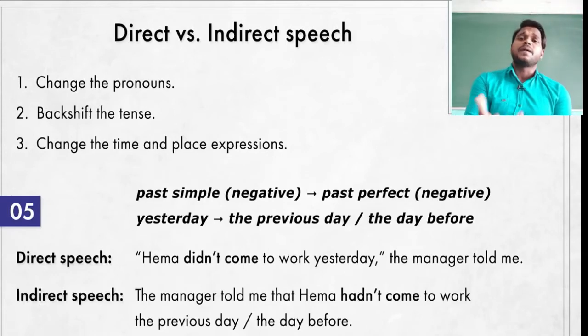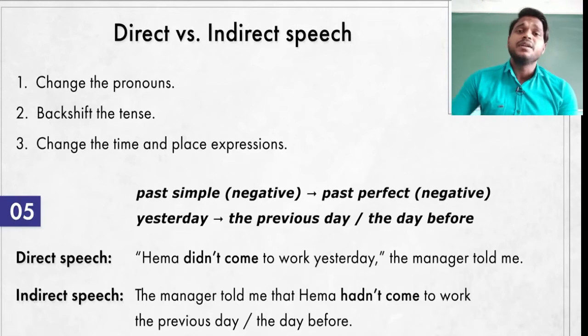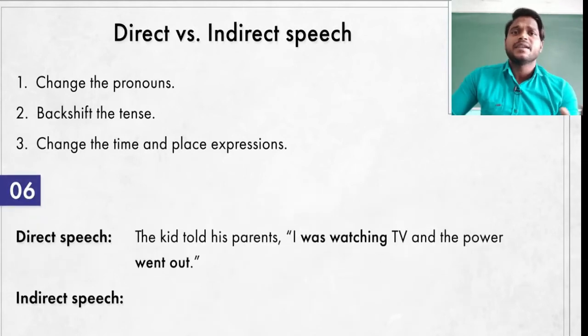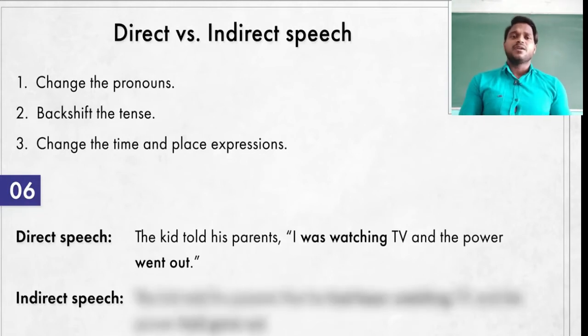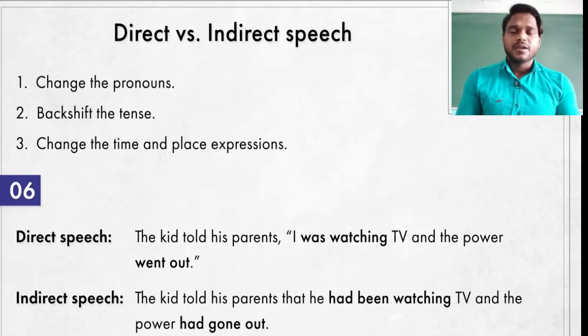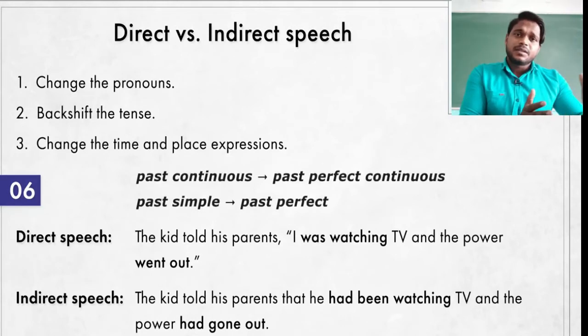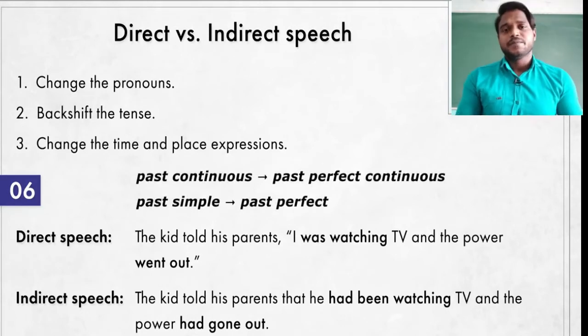Now the 6th sentence: the kid told his parents, I was watching TV and the power went out. It means there is no electricity. So was watching TV is a past tense, and now it is going to be back-shifted. It means that had been watching TV can be added here, and the power went out. So the kid told his parents that he had been watching TV, and you can join the next part.